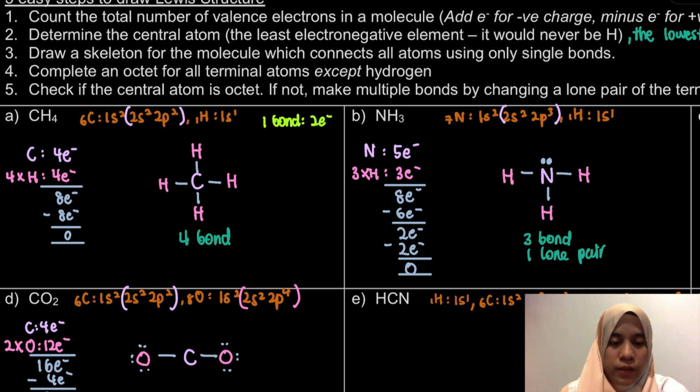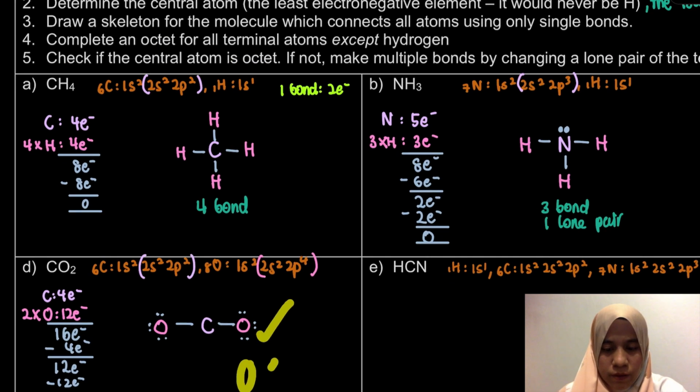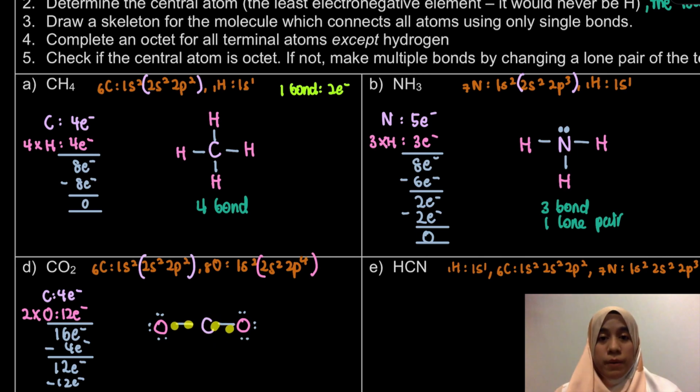Check if the central atom is octet. Okay, so oksigen ni memang ada octet sebab memang 8. But for this case around, carbon kita is only 1, 2, 3, 4. Remember that each atom wants to achieve octet except hydrogen. So, this is actually carbon. So, what happened? Macam mana how to make it achieve octet?